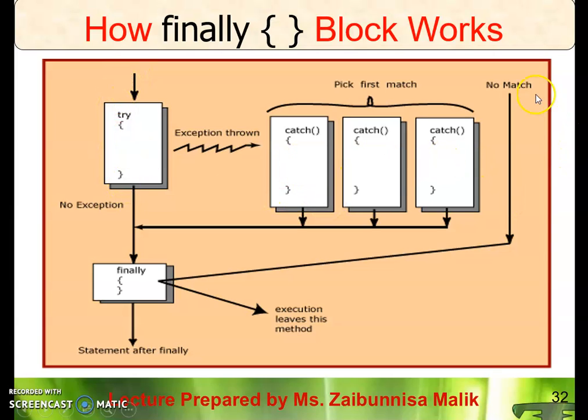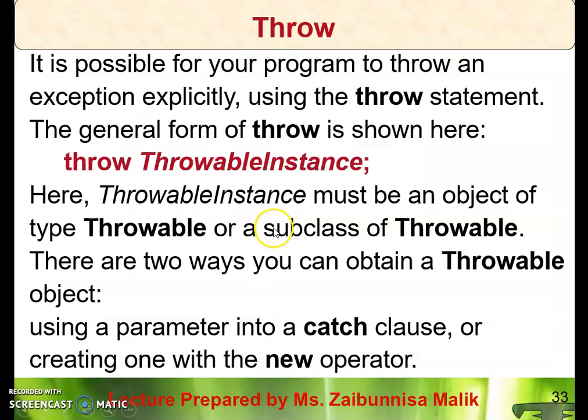If there is no match, by default it should go to the finally block, and then execution leaves this method. If there is no error, then also no exception. If there is no exception, then also it will come to the finally block, and the statement after finally will be executed and the program will stop. So this is how the try-catch-finally block works.